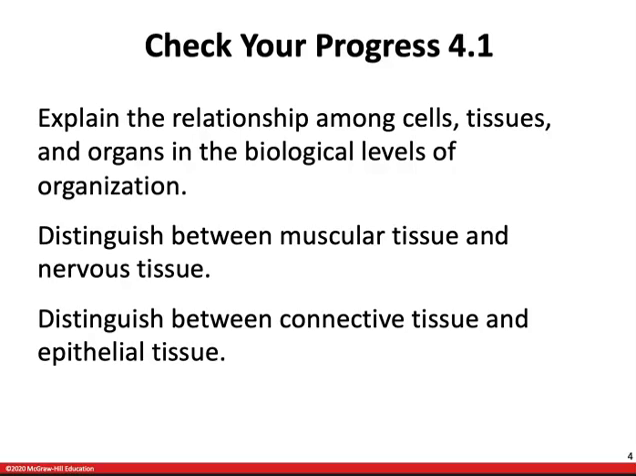All right, so make sure when you're going over this section that you can explain the relationship among cells, tissues, and organs in the biological levels of organization. You can distinguish between muscular and nervous tissue and between connective and epithelial tissue as well.